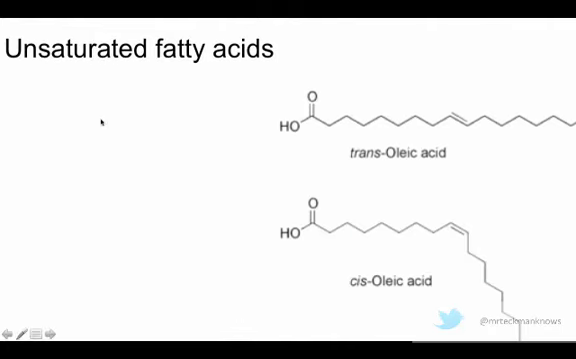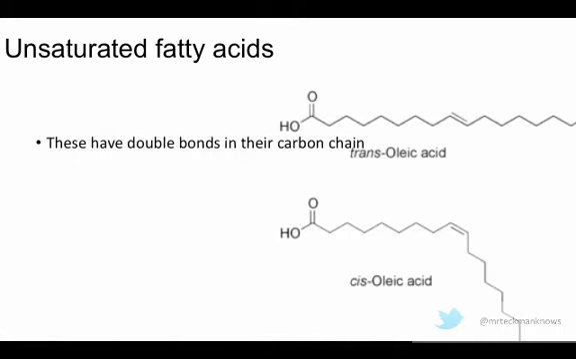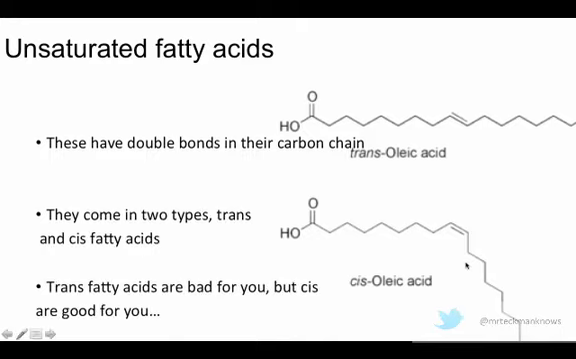What about unsaturated fatty acids? Well, there are two varieties of these. They've got a double bond in their carbon chain, fairly obviously. There's two varieties. We can either have trans or cis fatty acids. The trans fatty acids are the ones that are bad for you. Cis ones are quite good for you.